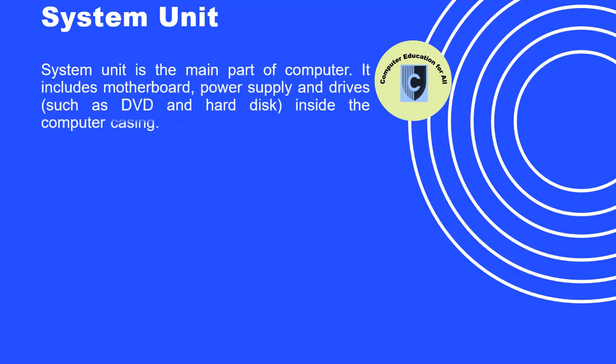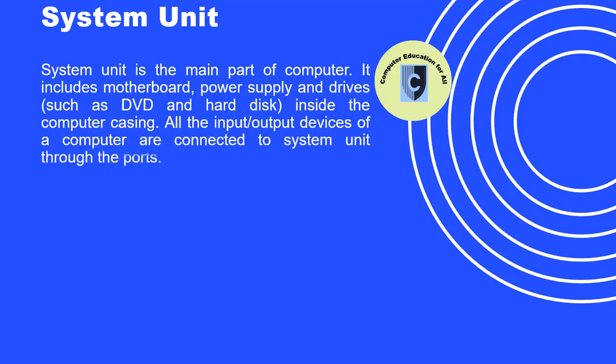System unit. System unit is the main part of the computer. It includes the motherboard, power supply, and drives such as DVD and hard disk inside the computer casing. All the input-output devices of a computer are connected to the system unit through the ports.